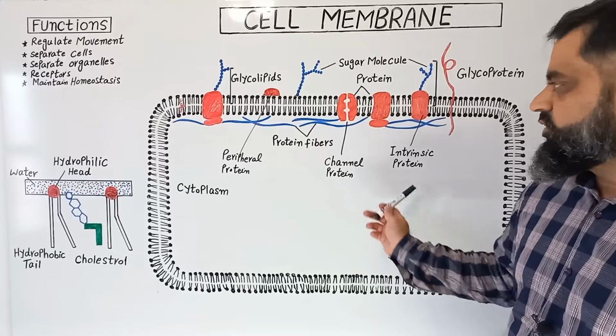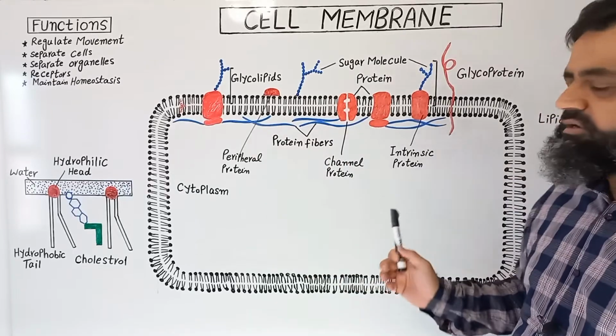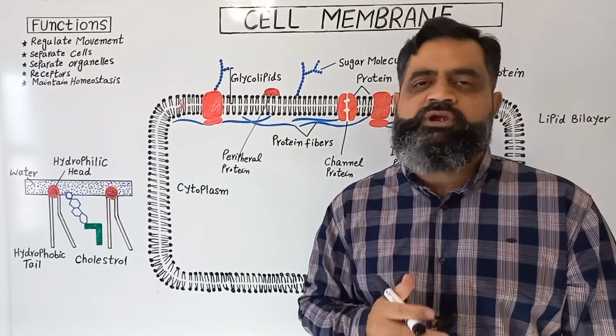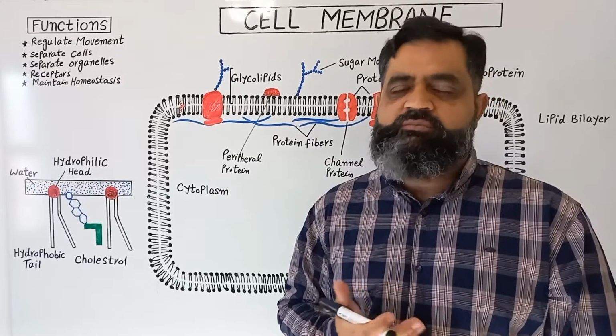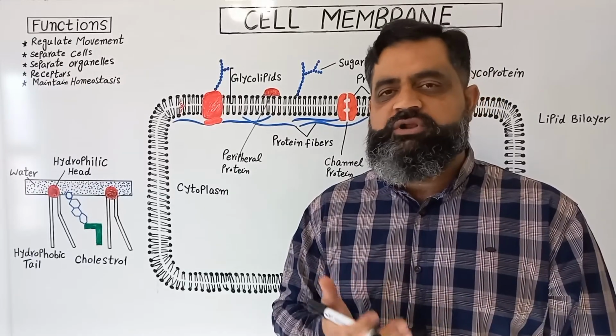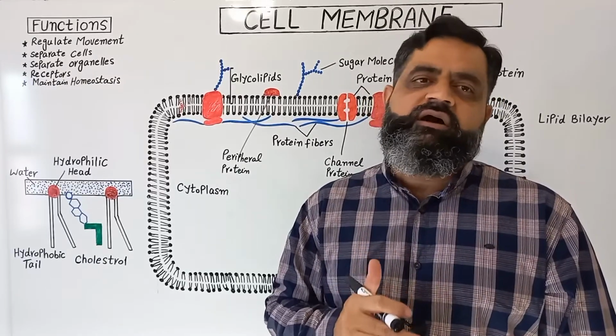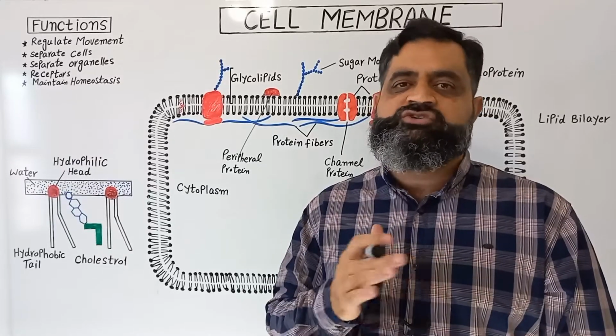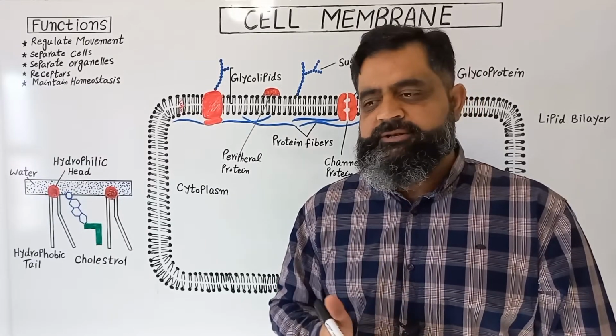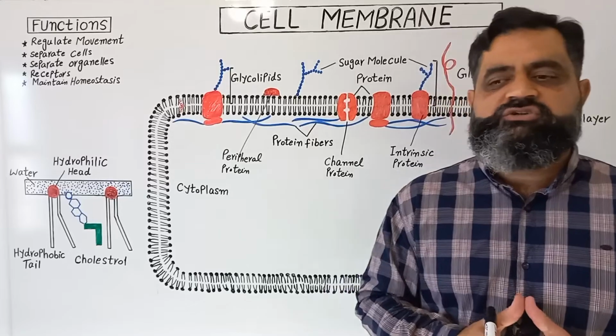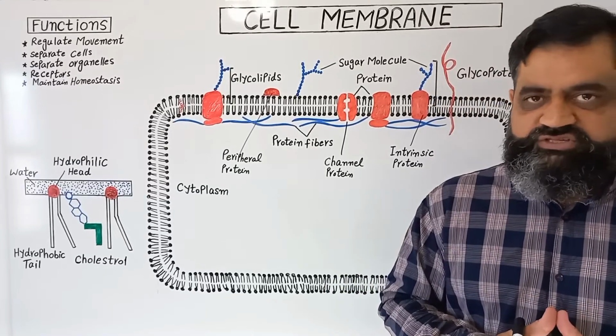Inside the cell, there are different organelles located inside the cytoplasm. They are also made up of cell membrane, like mitochondria, nucleus, and endoplasmic reticulum, and they have almost the same structural layout in the cell. Now let's look at the important functions of the cell membrane.